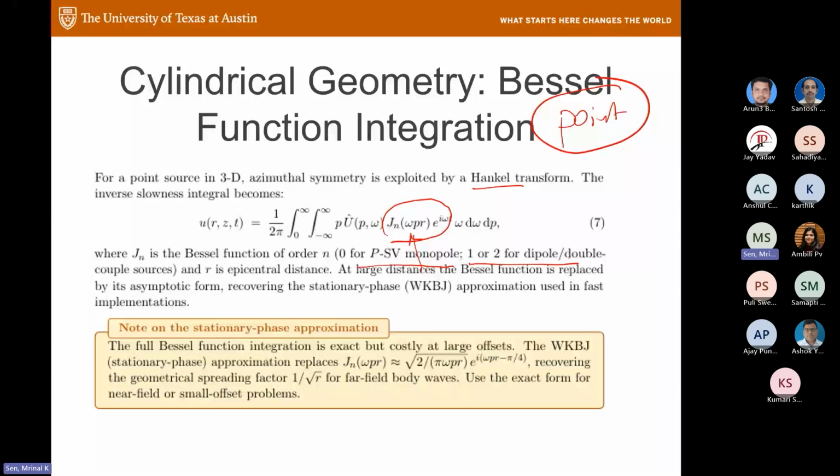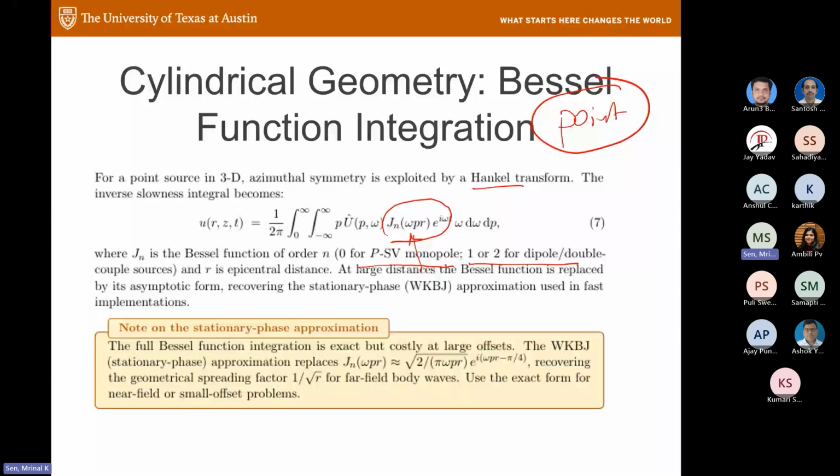Normally you can compute the Bessel function as a series expansion, and then you can use that in the argument. And this is why people always have this wrong impression that the tau p transform, forward and inverse, does not give the correct amplitude, because they don't do it right. We have to do a Hankel transform.